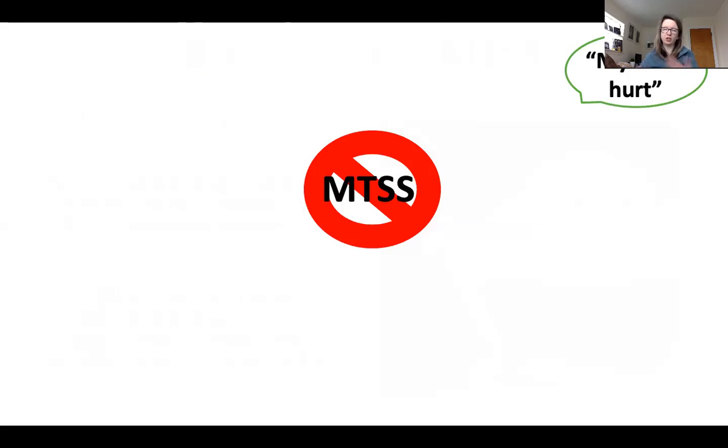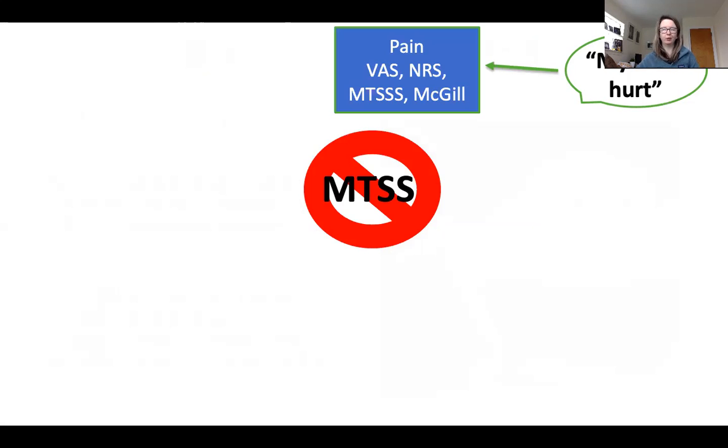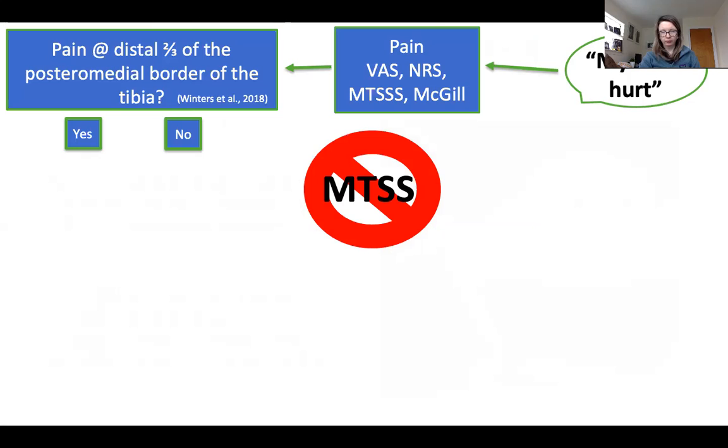So a patient walks into your athletic training room and you want to grab a brief history. "My shins hurt." All right, so you want to gauge their pain using various pain scales and other means. You first want to ask, is there pain at the distal two-thirds of the posteromedial border of the tibia? If they say no, we're not looking at MTSS, and we have to continue our evaluation to see what's going on. If yes, we can continue our evaluation.